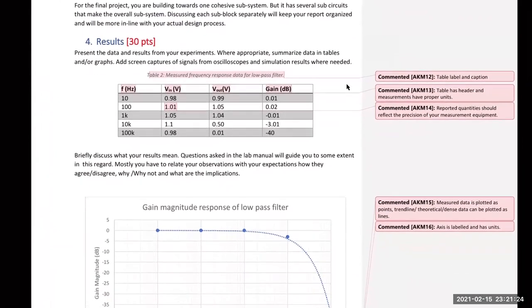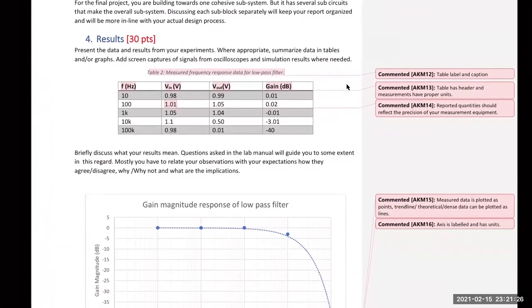Again, in the results section, you're going to be presenting your results. Yeah, so in the results section, you're going to present your results. It's best to summarize your results in tables or in plots.